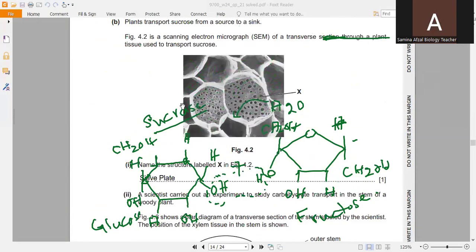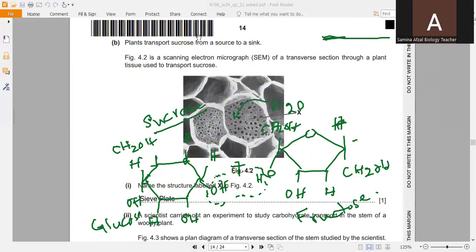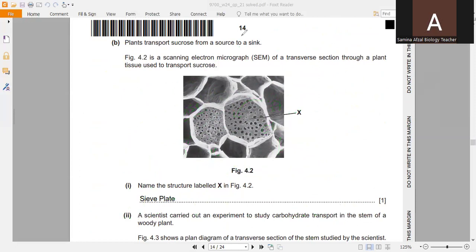The next part of this question is: plants transport sucrose from a source to a sink. The source is where the carbohydrates are manufactured, and the sink is where the carbohydrates or food are translocated, where the food is required. Different parts of the plants, for example the roots, the growing shoots, the buds, and the seeds, are all sinks.